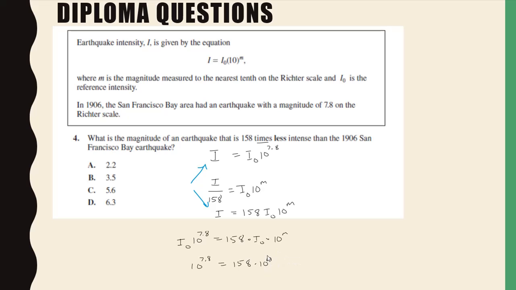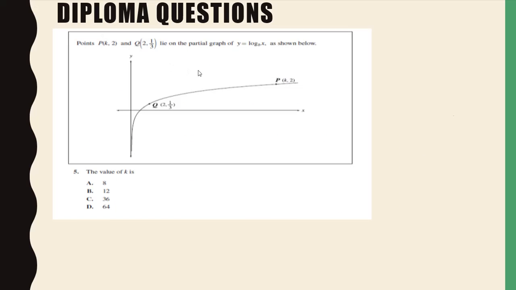Now our whole goal is to isolate m. So I'm going to divide by 158 on both sides. So I'm going to be left with 10 to the power of m is equal to 10 to the power of 7.8 over 158. And I'm looking for an exponent, so I'm going to turn this into a logarithm then. So m is going to be equal to log base 10 of 10 to the power of 7.8 over 158. It can all be put in the calculator at once, and you get m is 5.6. Okay, on to the next question.